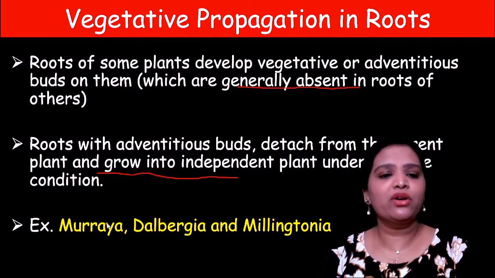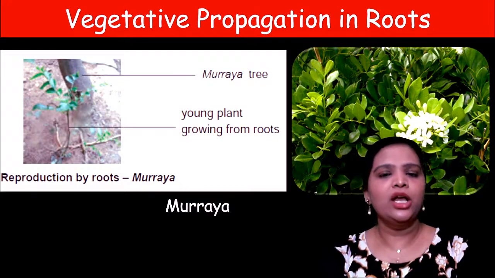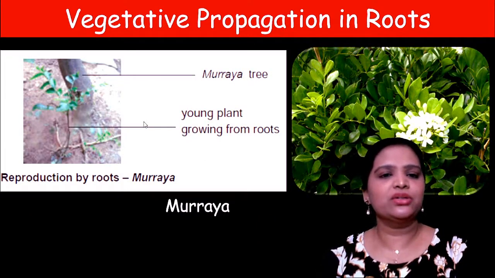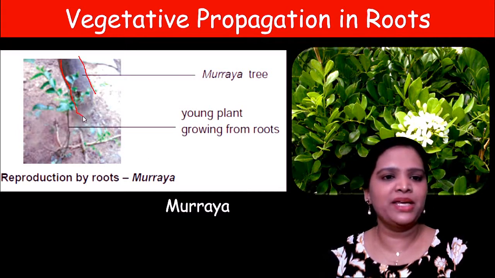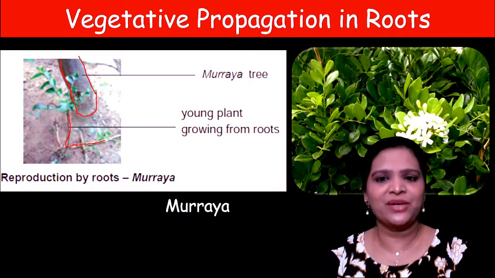Okay. So examples for these types are Murraya, Dalbergia and Millingtonia. These are higher plants. Look at this picture. This is the structure. This is the plant Murraya. Here this is the stem of a big Murraya tree. From the roots of this Murraya tree, the nearby roots, you could see here the roots, right? So from the roots here, a new young one is developing. So a young plant grows from the roots of the adult plant. So an example for that is Murraya tree. This is the Murraya tree with the beautiful white color flower.